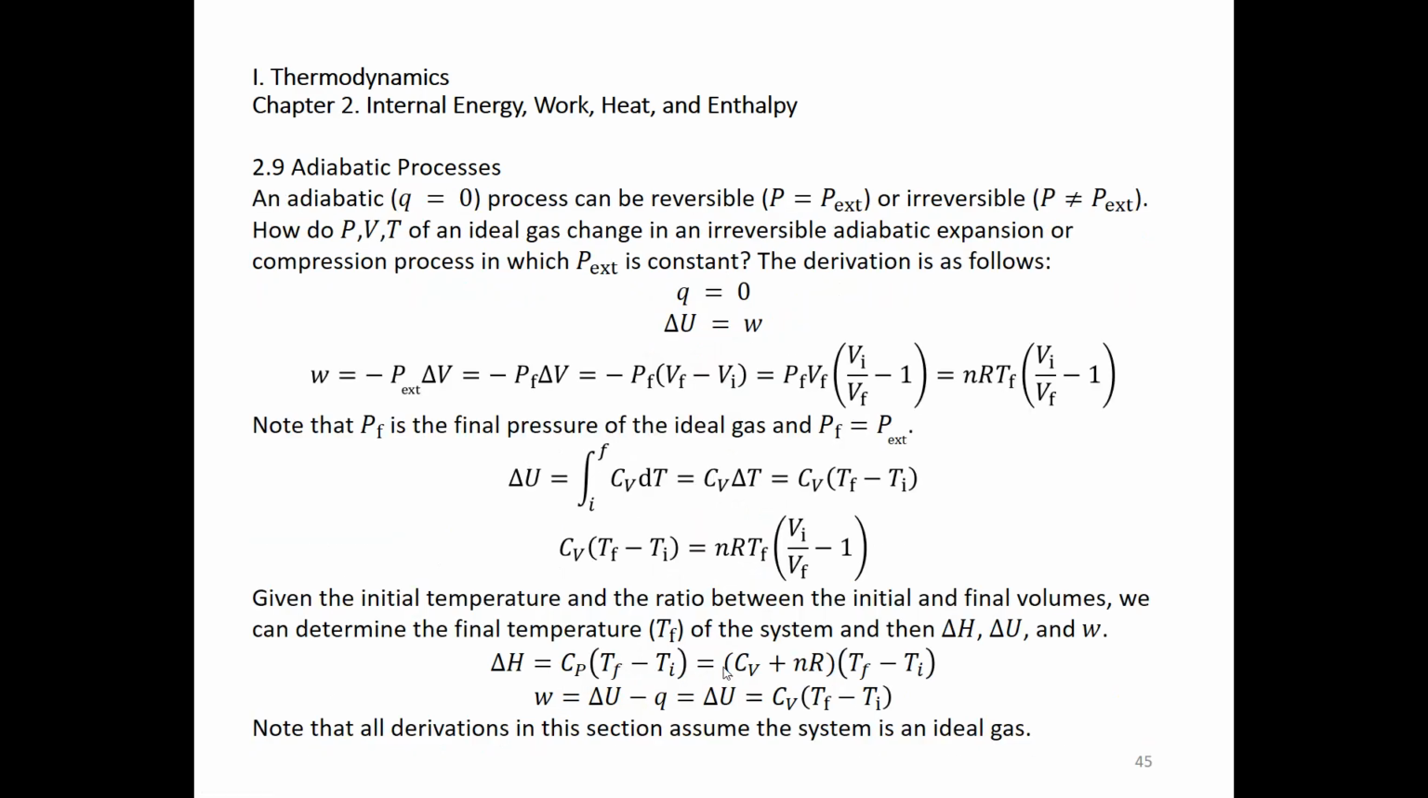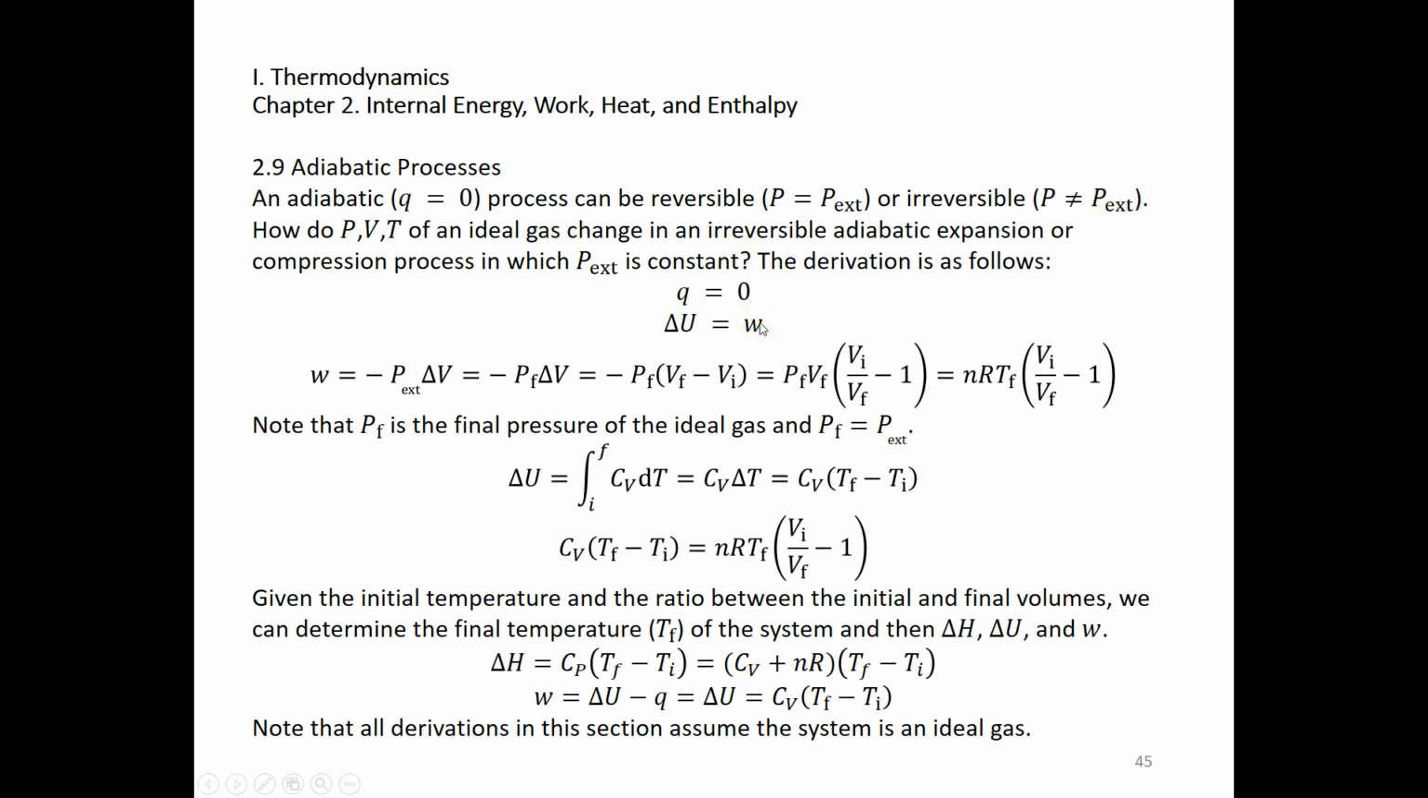Now let's look at the irreversible adiabatic process. Okay, it's a little bit more tricky. Let's look at an adiabatic process. That means Q is 0, and let's assume the process is irreversible. P is different from P external. For convenience, how about we just use a constant external pressure. All right, a constant external pressure.